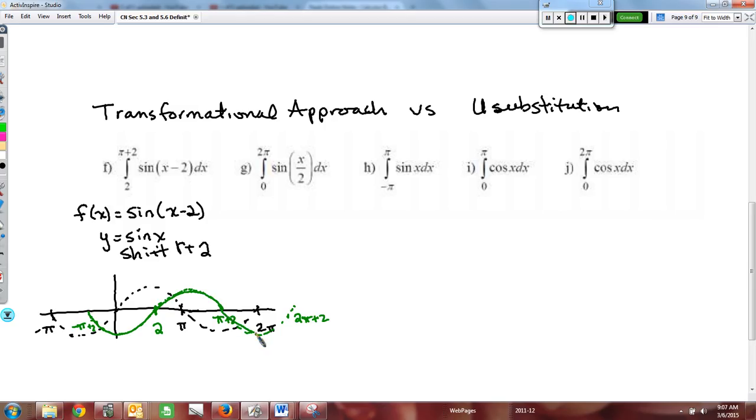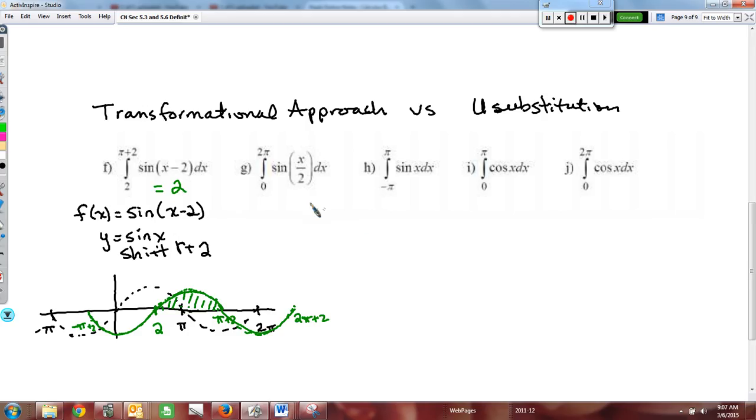So now all I did was basically think about it in terms of transformation. And then I look at my integral, my bounds on the integral. I'm going from 2 to pi plus 2. Oh, well, that's nothing more than the piece I had here shifted over. So the answer is it's going to be 2. So that's my transformation approach to that.